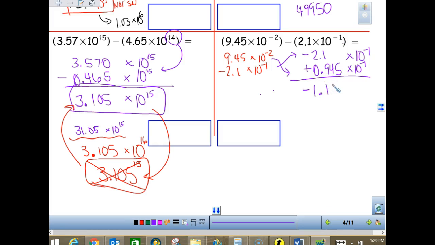Was there a 0 in there? 1, 0. So we go 1015 because it's 49, right? Times 10 to the negative 1.